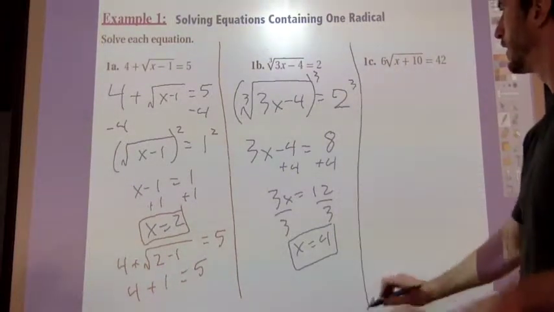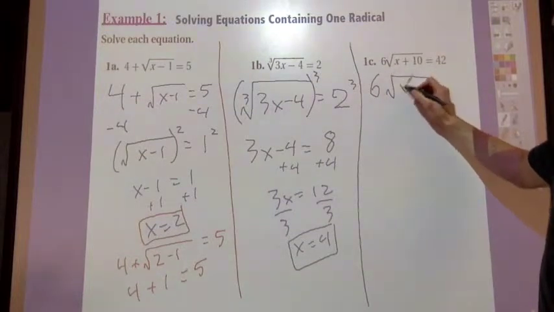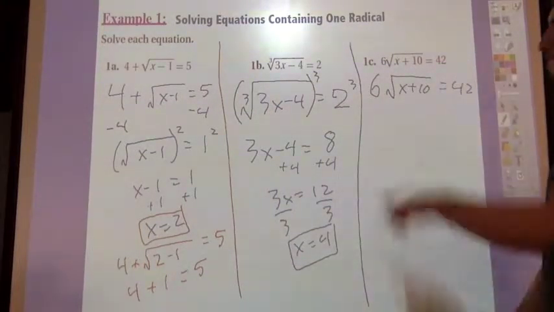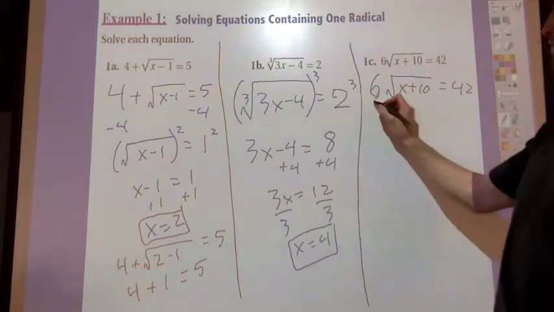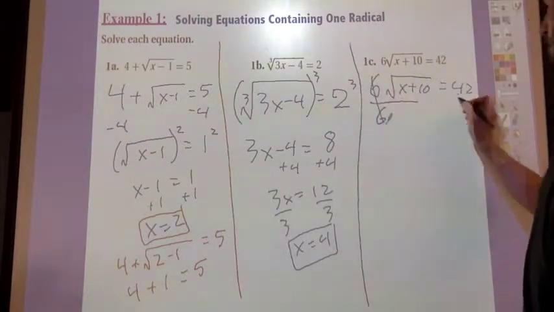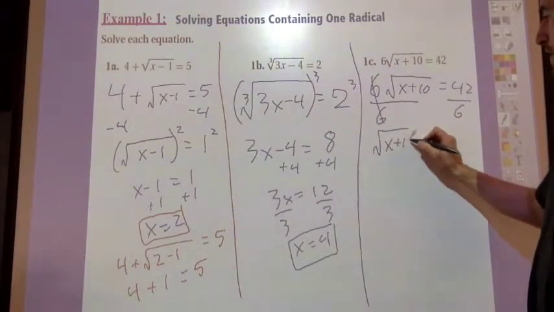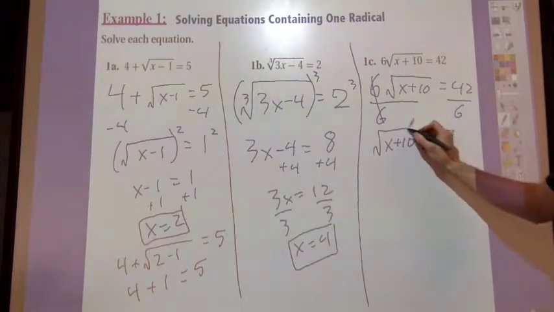Okay, last one. We've got 6 times the square root of x plus 10 equals 42. So I've got this 6 on the outside of my radical, so I want to deal with that first. So I'm going to divide both sides by 6. And I have the square root of x plus 10 equals, what's 42 divided by 6? 7 is what that is.